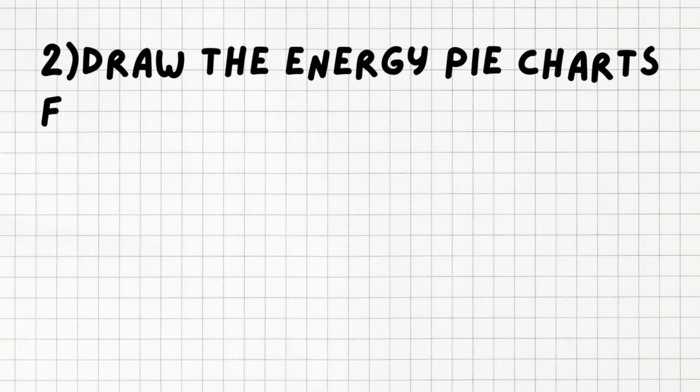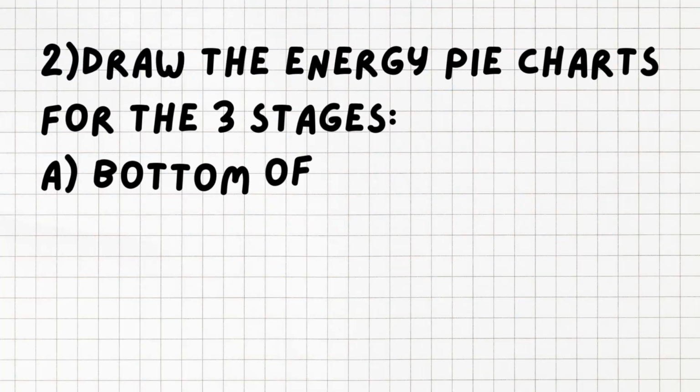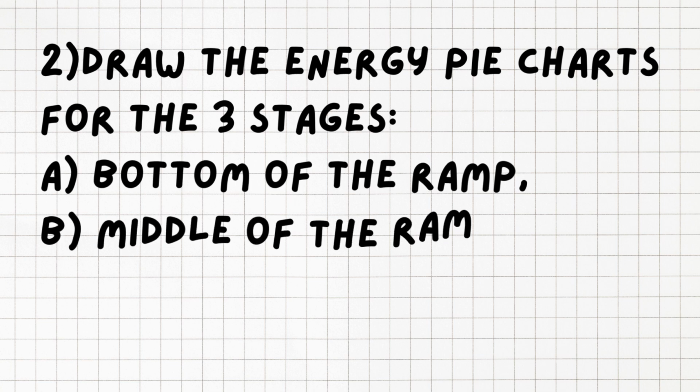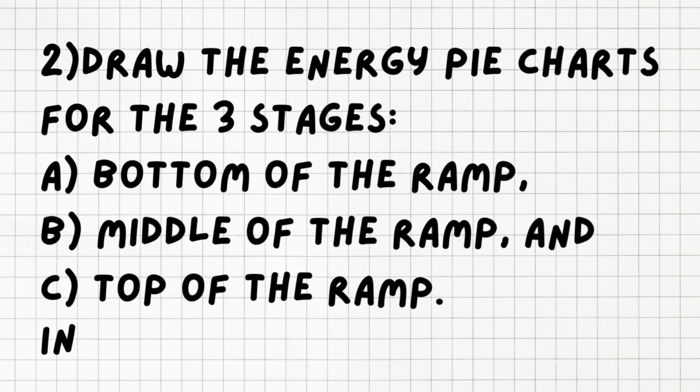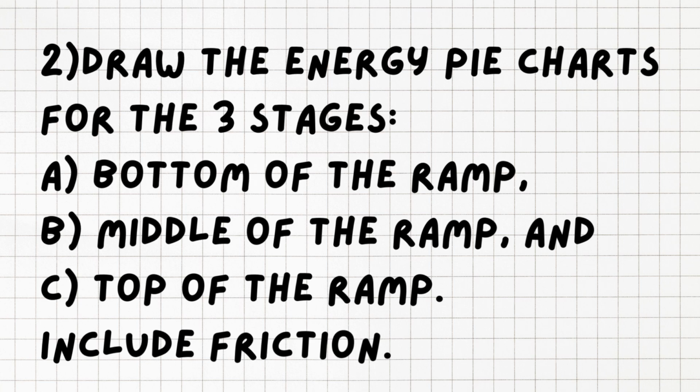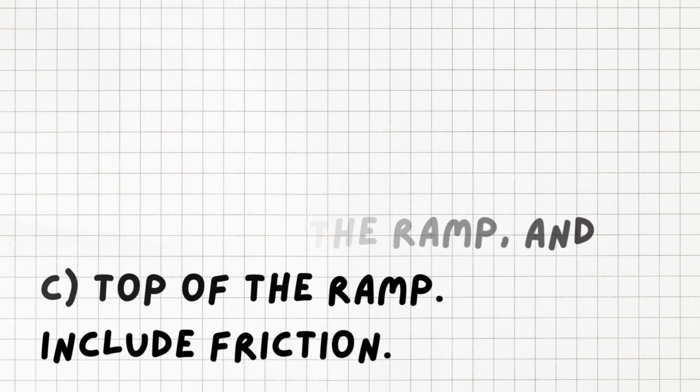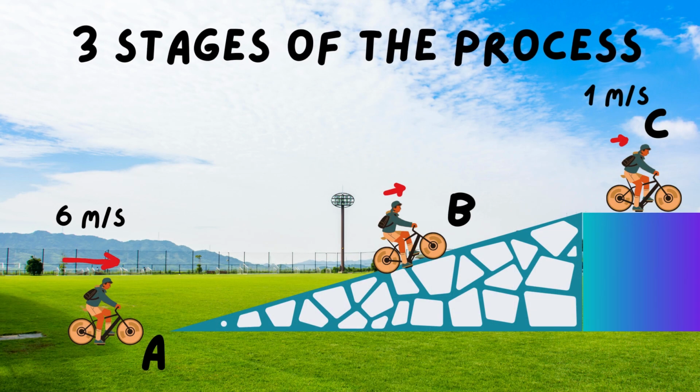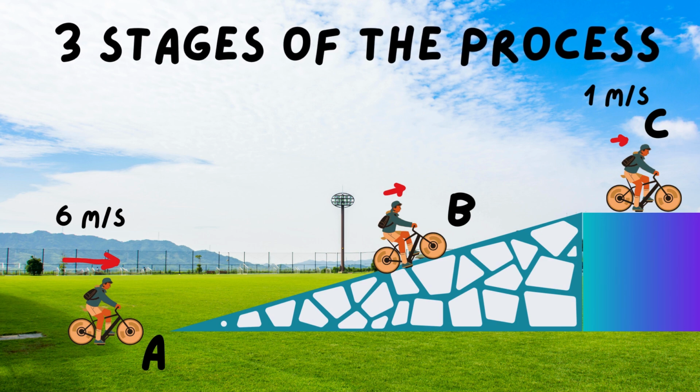Now, we are going to draw the energy pie charts for the 3 stages. And I'm going to call the 3 stages A, B, and C. Keep in mind that we are going to include friction. This diagram shows the 3 stages of the process.